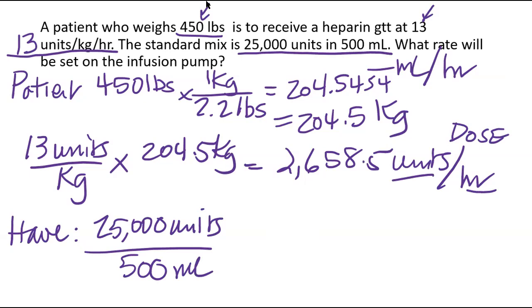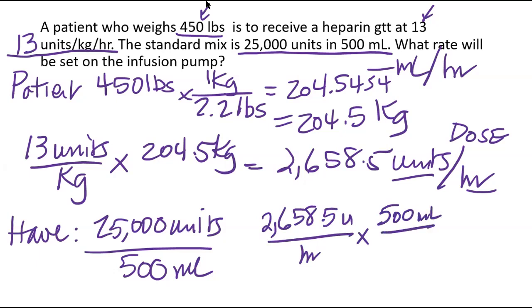Well, you know what? Let's do this a little bit different. Let's take the rate. So 2,658.5 units per hour times, and then we need to flip this so we can get milliliters per hour. So let's go 500 milliliters over 25,000 units. We can cross out units, and we can also cross two of these zeros out. So now we've got 5 over 250, which you could just say 50, but it might make your math a little easier.